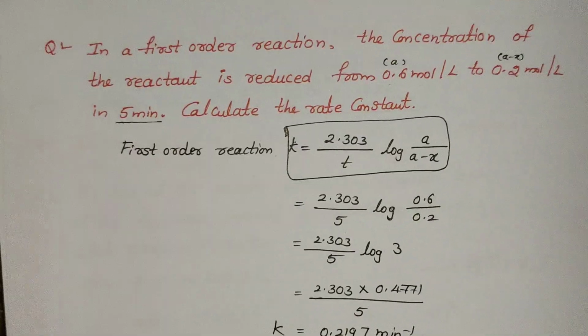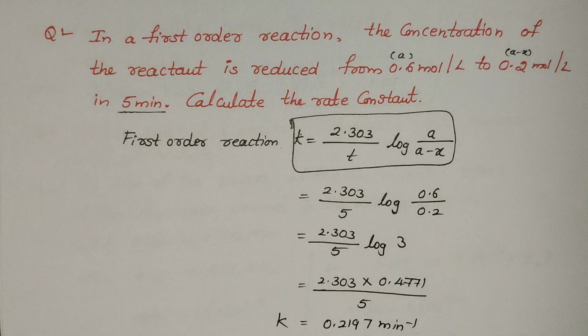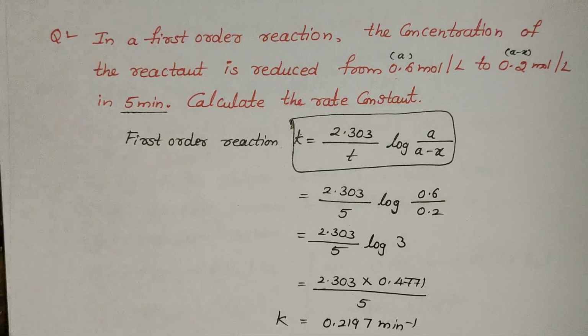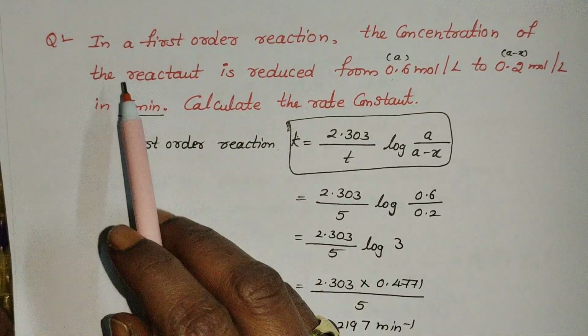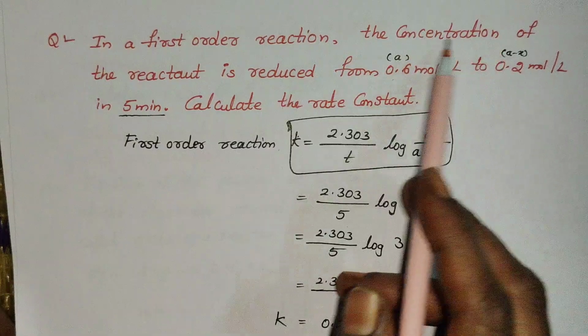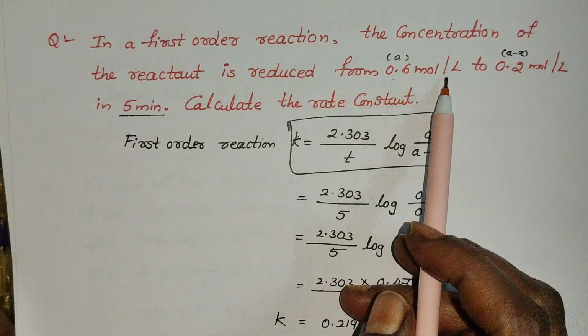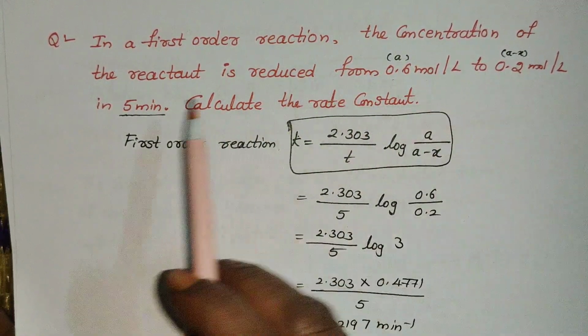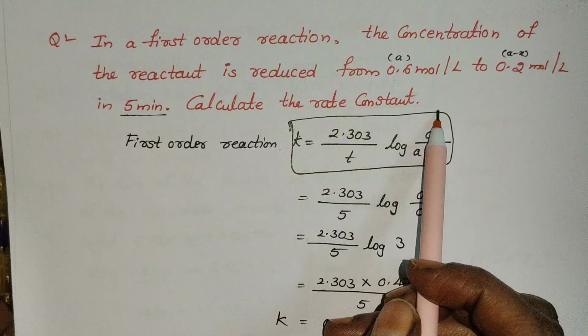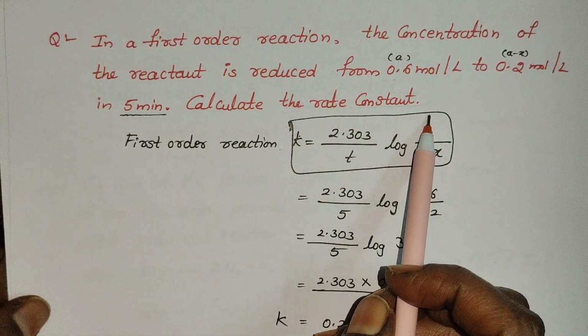That's it. Next, this kind of questions we may also expect, but not that much important. That is why I want to tell first. In a first order reaction, the concentration of the reactant is reduced from 0.6 mole per liter to 0.2 mole per liter in 5 minutes. Calculate the rate constant. Okay, this kind of questions they may ask in MSET, rarely in IPE also.